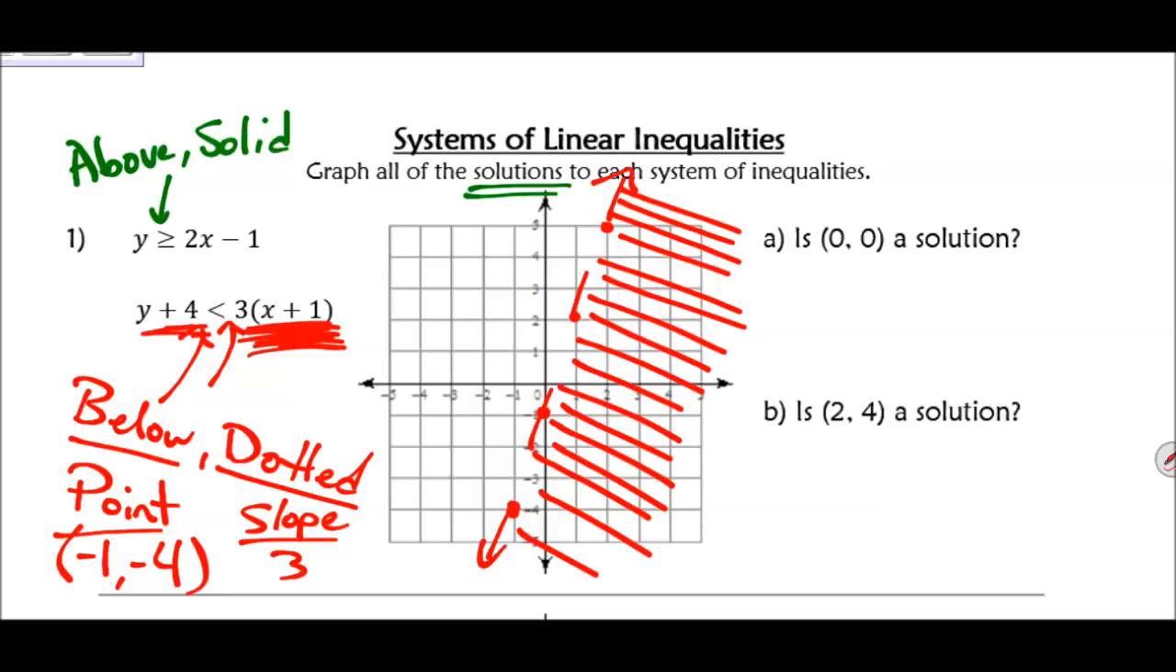All right, the green one, that's already in slope-intercept form, so I'm just going to graph that with a y-intercept of -1 and a slope of 2. So from that spot, I'm going to go up 2 and over 1, up 2 and over 1, up 2 and over 1. This one is a solid line. And this one, I'm going to shade above it. So I'm going to shade on top of that line.